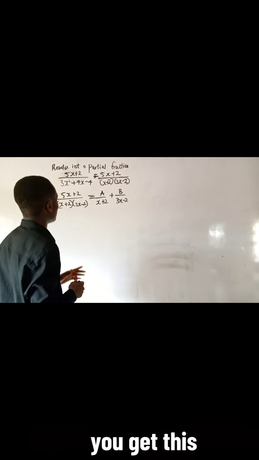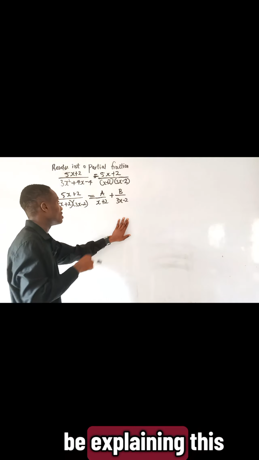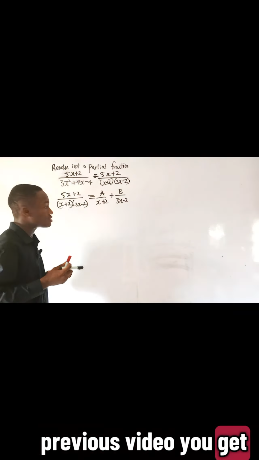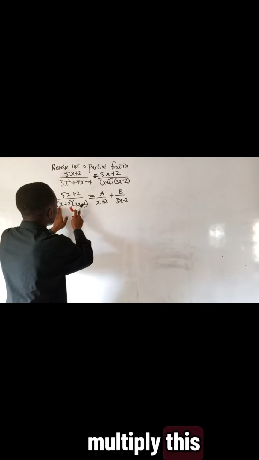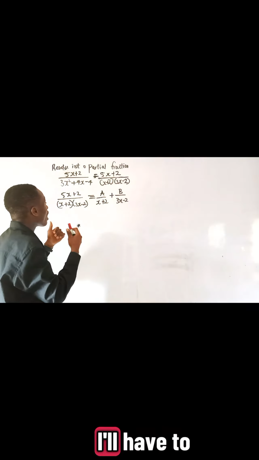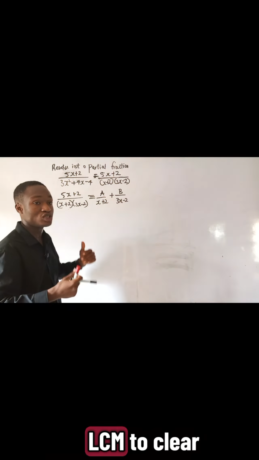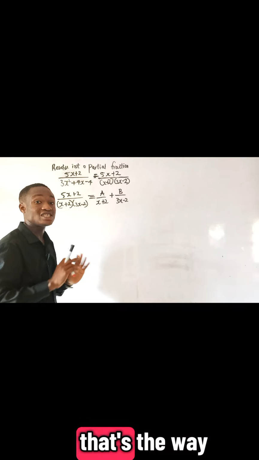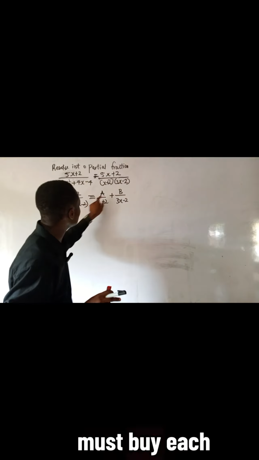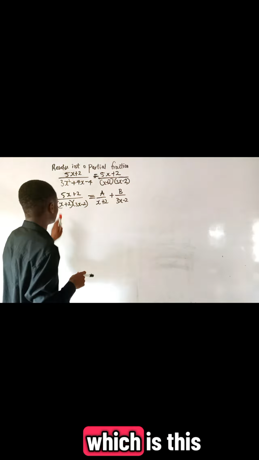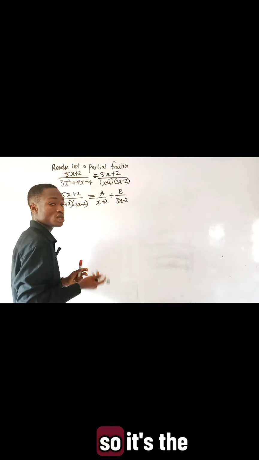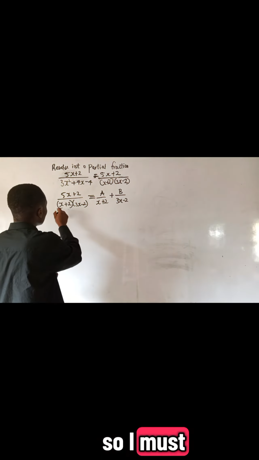So how do we get this now? We have to get rid of the fraction. I'm going to be explaining this, and in case you don't get it, go to my previous video. This is the LCM, right? I have to clear the fraction, so I'll multiply each term throughout by the LCM to clear the fraction. That's the only way. This is still the LCM, because each of them can go into it.